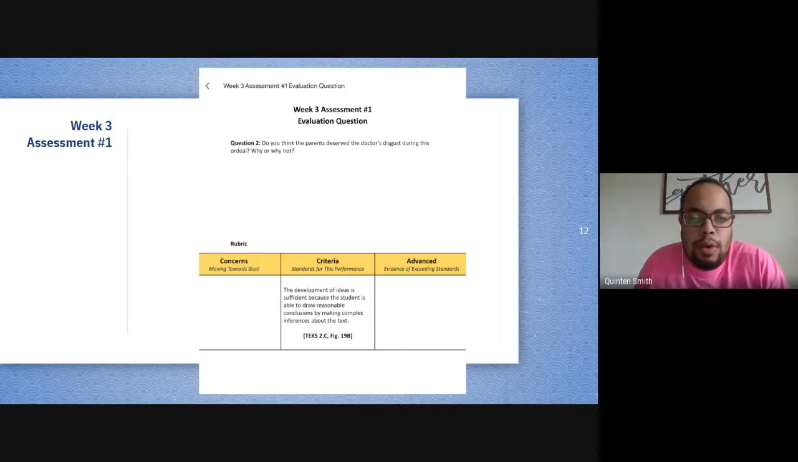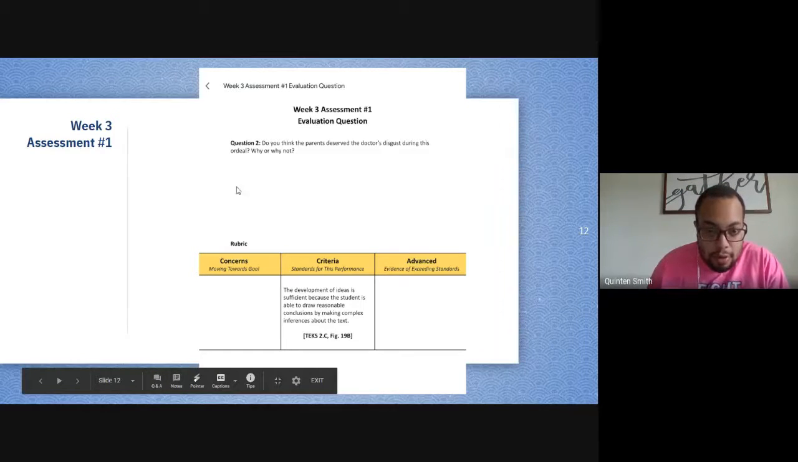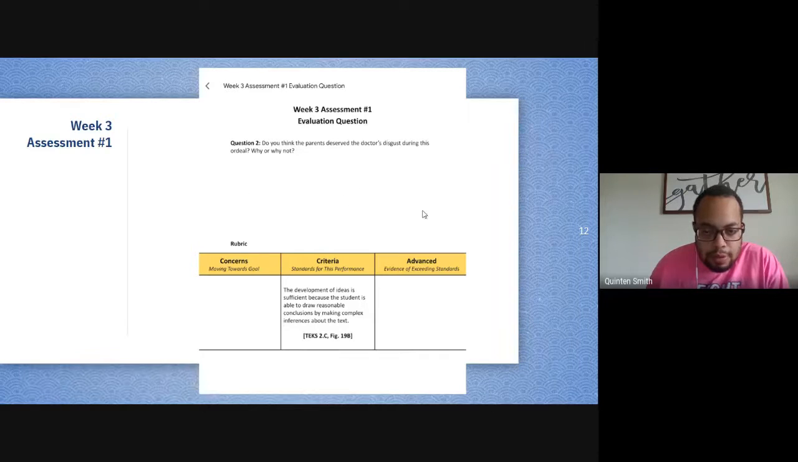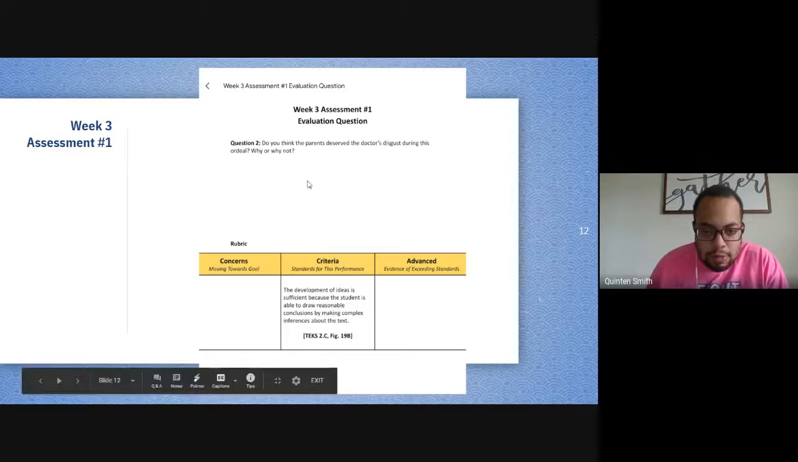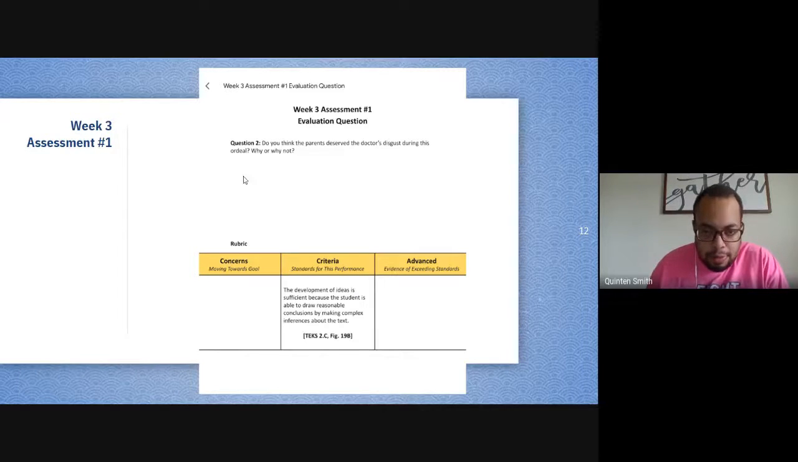So first off, week 3, assessment 1 looks like this. You are going to put your answer right here. I know that a lot of you asked, well, where do we put our answer? Don't put it down here. Just put it up here. Okay. This is the rubric where we actually start putting the grades in. But yeah, you'll put your answer right here. So you can just start typing right under there.